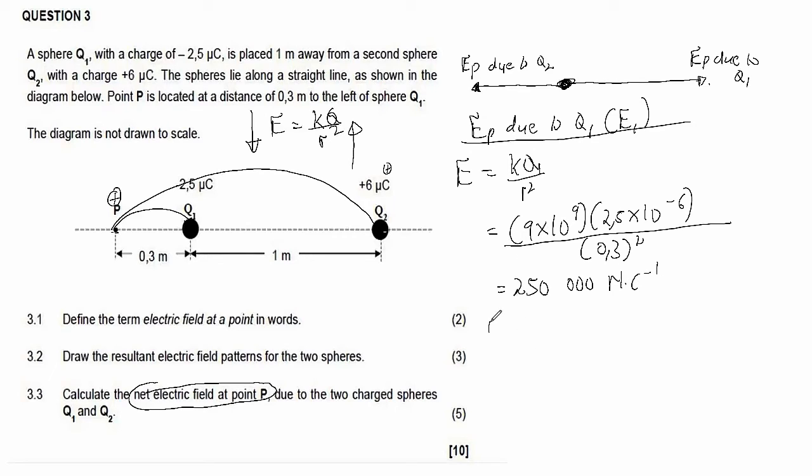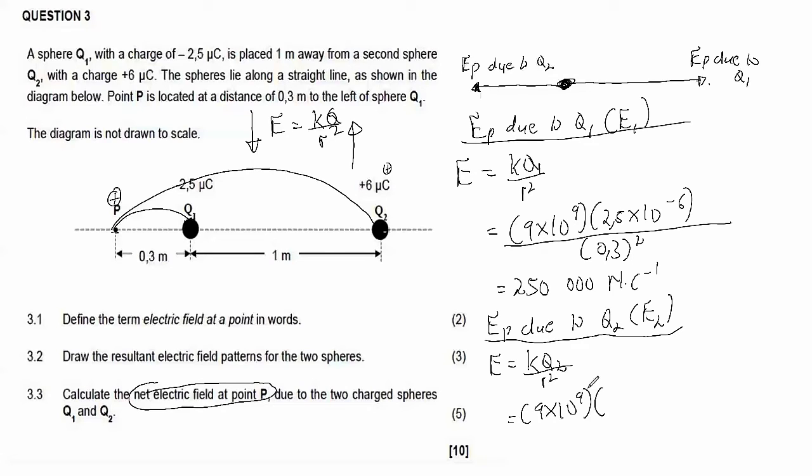But now to calculate the electric field strength of P due to Q2, we're going to take this one as our E2. This is what we're going to do. Again, the formula E equals K Q2 this time over R squared. And then if we substitute here, that's 9 times 10 to the exponent of 9. Our Q2 is 6 times 10 to the exponent of negative 6 over the distance in between them. It's only 1 meter, 1.3 meter meant to say, the distance between point P.